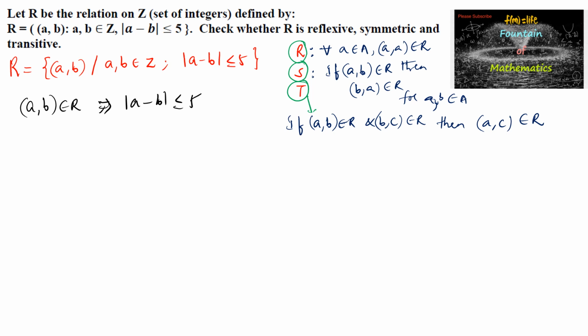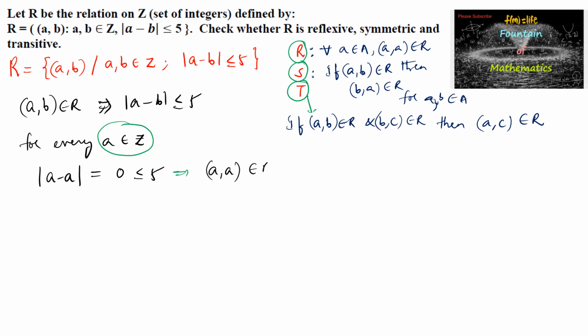And for reflexive, we can say that for every A belongs to Z, the modulus of A minus A is 0, which is always less than or equal to 5. So for every A belongs to Z, the ordered pair A comma A belongs to the relation R, and hence we can say the relation R is reflexive.